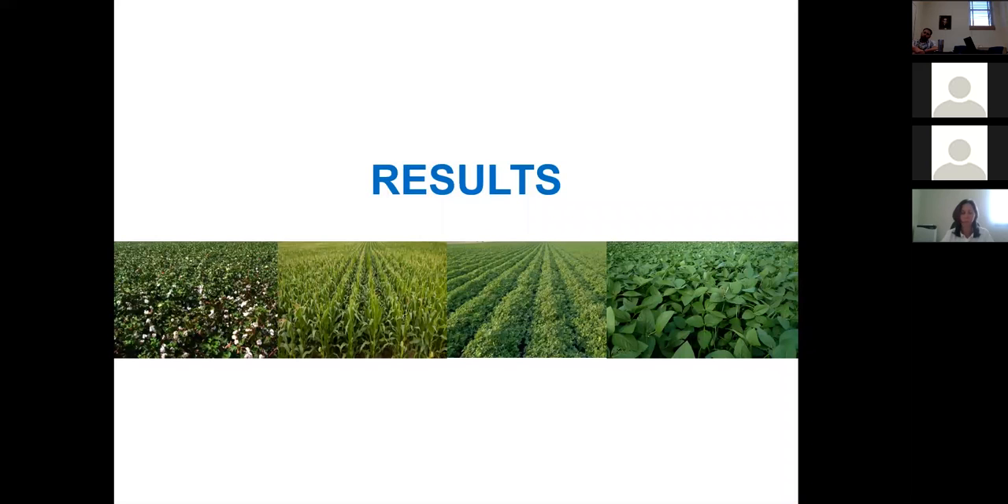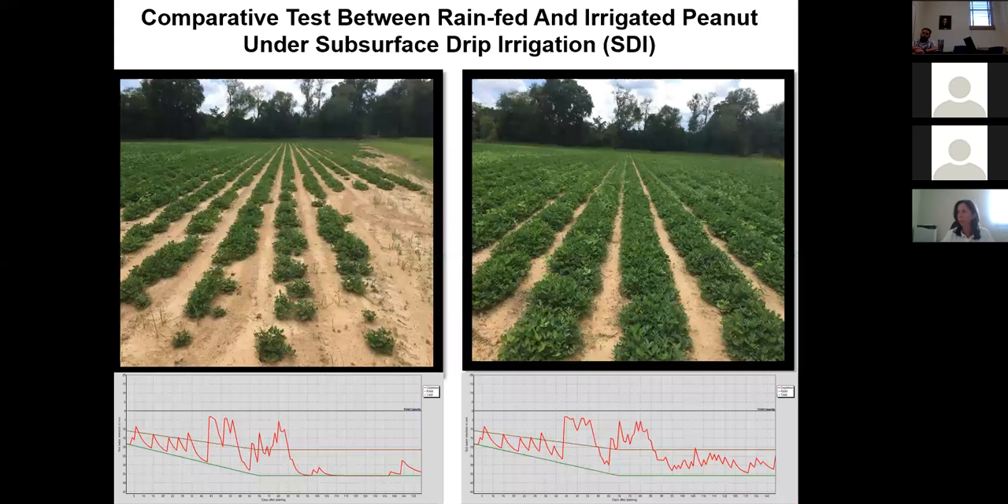So we move to the results of our experimentation. Last year we tested peanuts under rain-fed or dry-land conditions and compared to irrigated conditions. And as you can see, the picture on the left presents the dry land, and the picture on the right presents the irrigated peanuts. And this experiment was in Dothan, in Landmark Park.